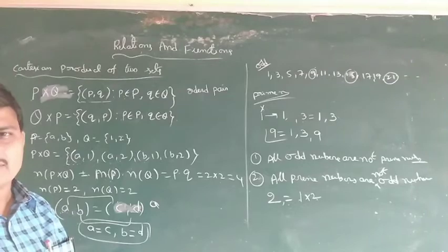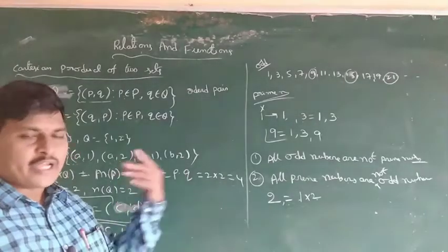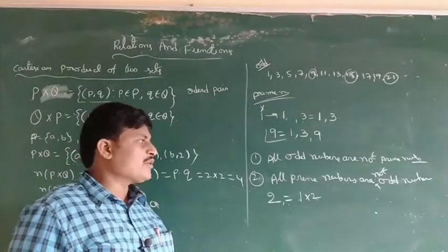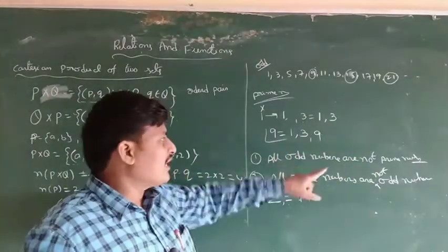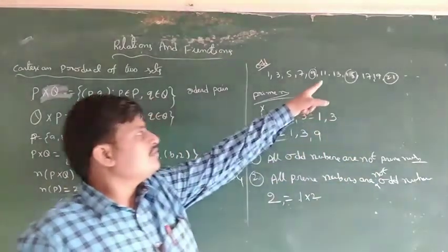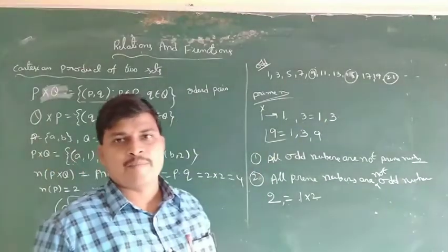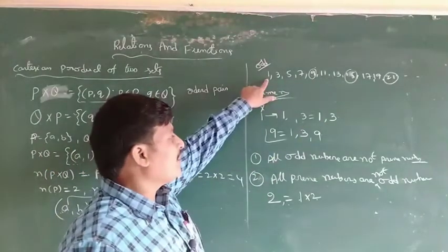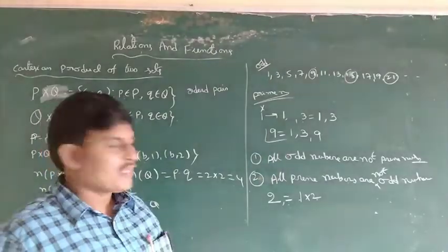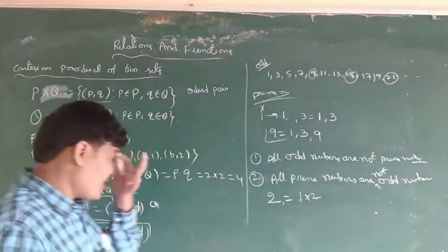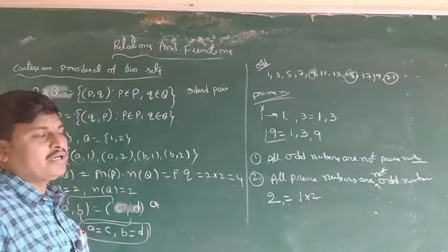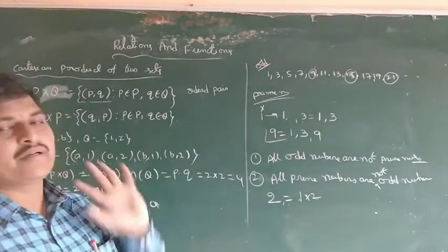Okay, clear? All odd numbers are not prime numbers, and all prime numbers are not odd numbers. Why are all odd numbers not prime numbers? For example 3, 9, 15, 21. One is an odd number but not a prime number. So all prime numbers are not odd numbers, because 2 is a prime number but not an odd number.